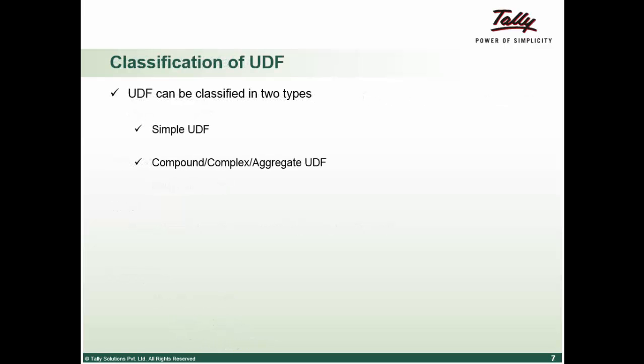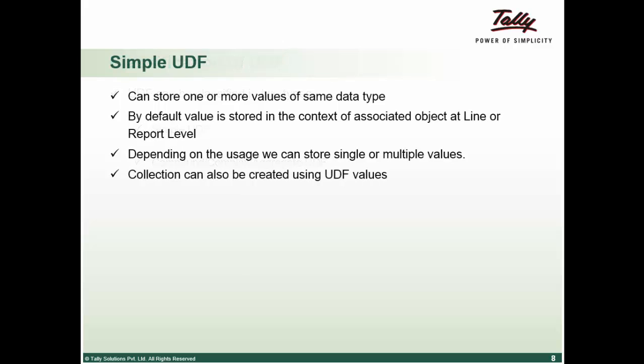We have classified the UDFs into two categories, the simple UDF and the complex or the aggregate UDF. Now, what is a simple UDF? A simple UDF can store one or more values of a single data type. Like when you enter the name of your ledger, it's a string, one data. Or you type an address, it is a string but multiple lines. So it can store one or more values of a single data type.